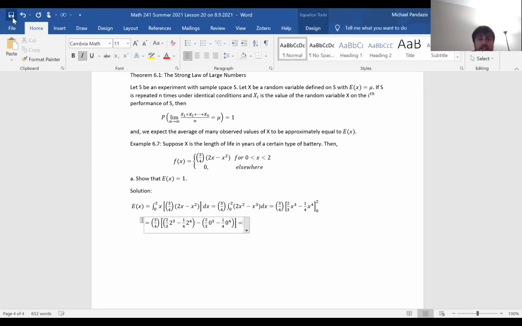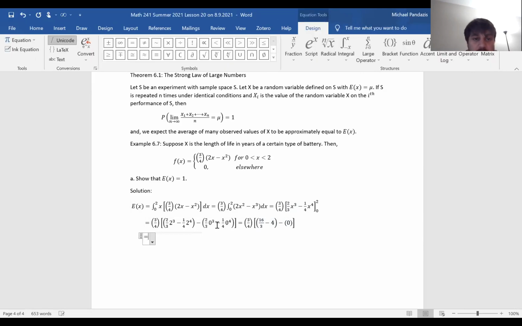Okay, and so then that's equal to 3/4 times, and now it's one expression minus the other expression. The first expression, 2/3 times 2 cubed, that's 2/3 times 8, that's 16/3, minus 1/4 times 2 to the 4th. 2 to the 4th is 16, 1/4 times 16 is 4. So it's that. And then the other thing is just 0 minus 0. So this is 0.